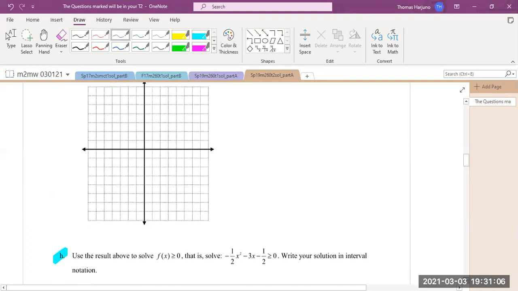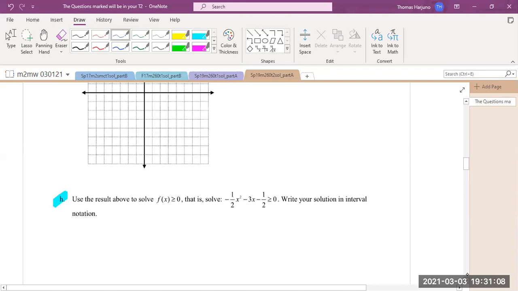Actually, we can do this part also, part H, because we already have the critical numbers, right? We have -3 minus 2 radical 2 and -3 plus 2 radical 2. And then you will see when you do the sign graph, it will be negative, positive here, negative here, negative here. So the solution is from -3 minus 2 radical 2 up to -3 plus 2 radical 2.